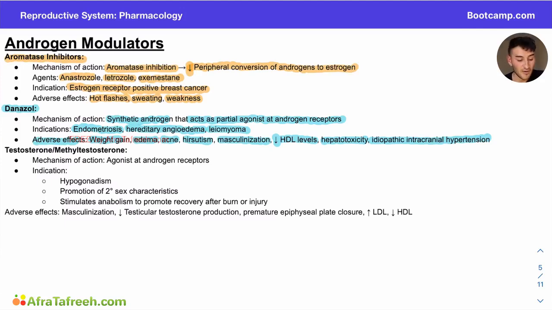All right, so let's move on to our last agent on this slide, which is going to be testosterone or methyltestosterone. And this is going to be very similar to danazol, except instead of being a synthetic androgen, it's going to be a naturally derived androgen. So they make this testosterone in plants like yams and soybeans, and they extract it, and they essentially inject it into humans, and it carries out the normal effect that testosterone would do that was created either in the testicles or in the adrenal cortex.